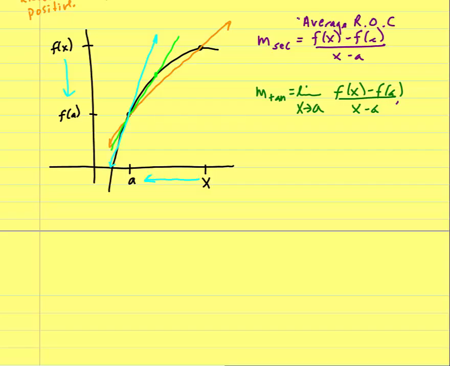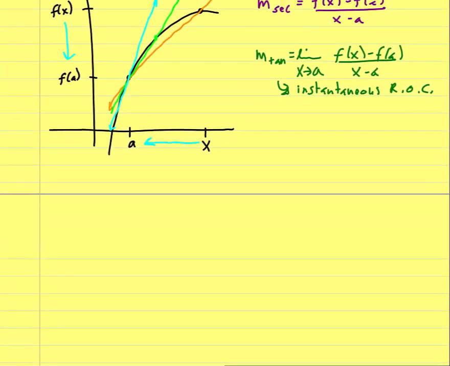Now remember, ROC is rate of change. Now your slope of your tangent line is your instantaneous rate of change. And that's really what we want to be able to look at more than an average. We want to see what's happening as you're driving across the state or going up and down the hills. What's going on at a particular time, not what happened over the average of the trip.